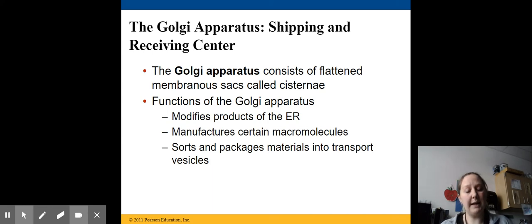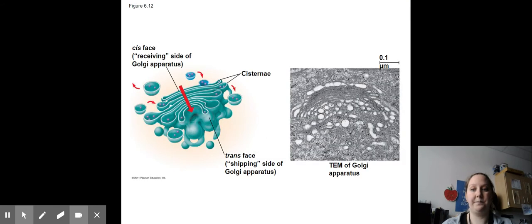The Golgi apparatus consists of flattened membrane sacs that are stacked one on top of another. The functions of the Golgi apparatus are to modify the products produced in the endoplasmic reticulum, both lipids and proteins, make certain macromolecules that the cell is unable to take in, and sort and package materials for transport throughout the cell in transport vesicles. Here's our Golgi apparatus right here.